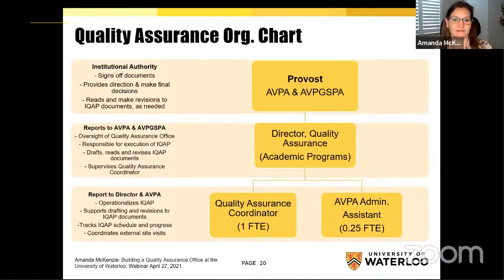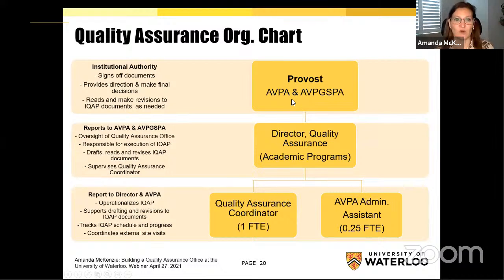Okay, so this is just to show you an organizational chart of how basically quality assurance works at Waterloo. As I mentioned, the provost is basically the CEO of the institution, and he is responsible to the Quality Council for all things quality assurance at a university. Underneath him are the two roles that I report to. This stands for the Associate Vice President Academic, and this really long one is the Associate Vice President Graduate Studies and Postdoctoral Affairs. And those are the two people that I report to. The provost delegates all responsibility for the quality assurance tasks to these two positions. These two positions sign off on all the documents. They make the final decisions if there are questions and directions that need to be made. And they also read and revise all the documents as needed.